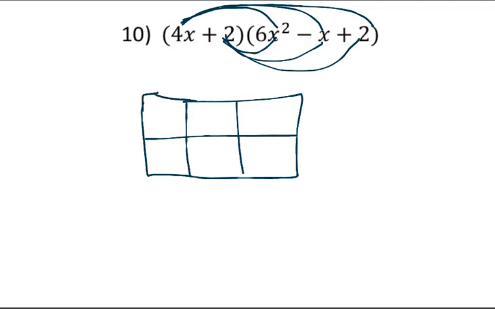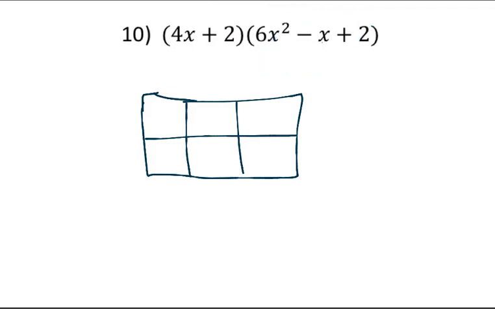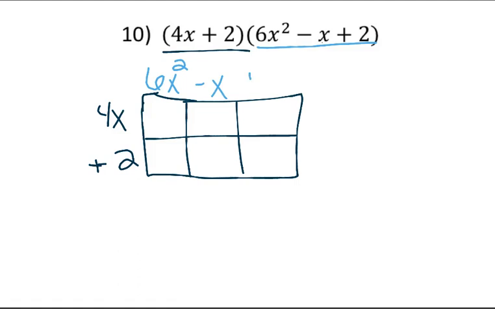So you just need to draw an appropriate size box based on how many terms you have. You notice in this problem that we have a binomial, 4x plus 2. So I'm putting that on the side with the 2 boxes, times a trinomial. So 6x squared, minus x plus 2.